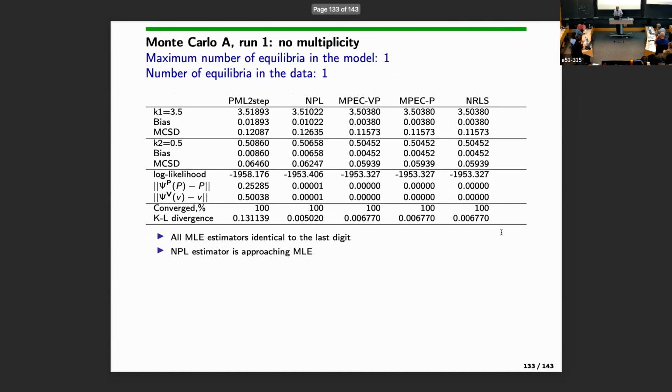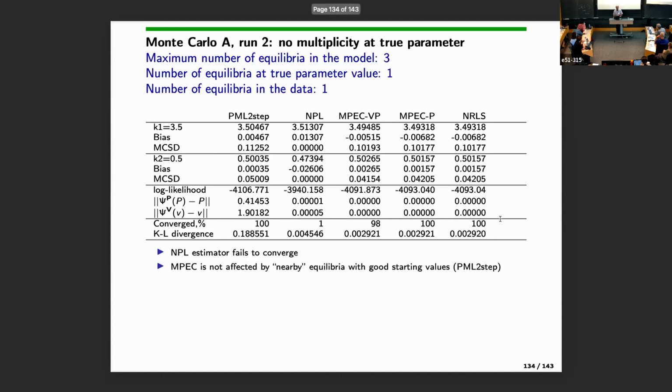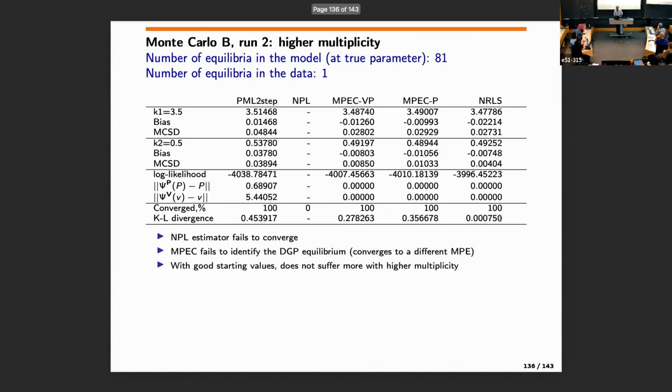What's important to say here? I guess the takeaway message is that in the simple case, all of the estimators work, and the CCP two-step estimator is of course the fastest. The maximum likelihood estimators produce exactly the same results. As you increase multiplicity from 3 to say 81 potential equilibria at the true value of the parameter, then NPL just completely falls out of the picture. So NPL fails to converge, probably because we're using an unstable equilibrium. We're still investigating that.